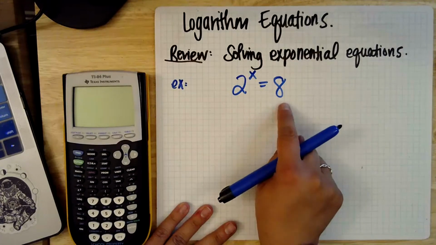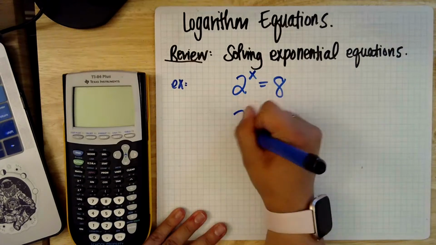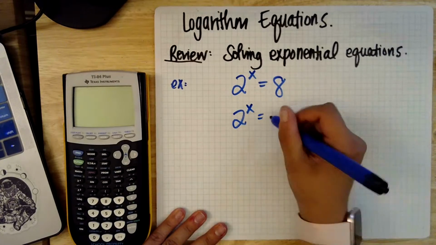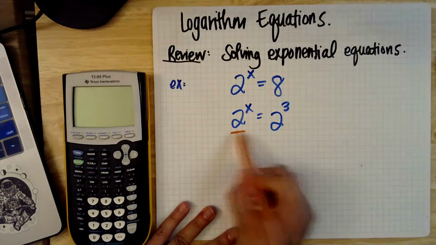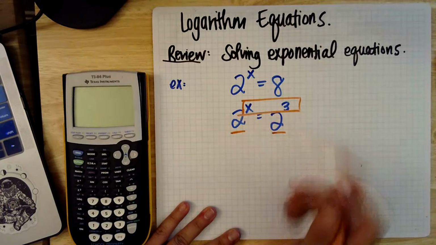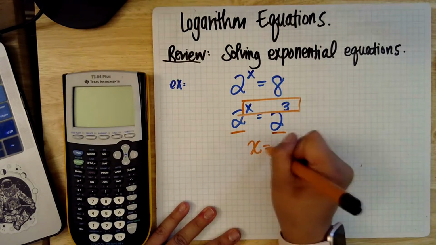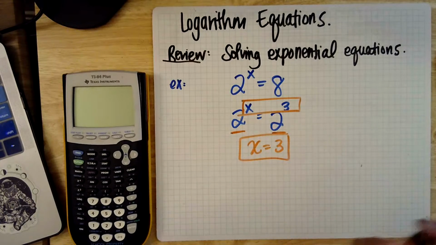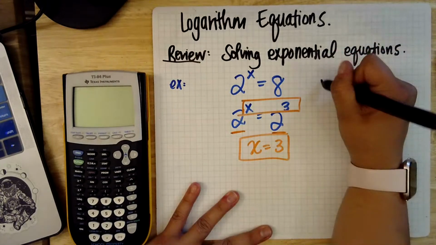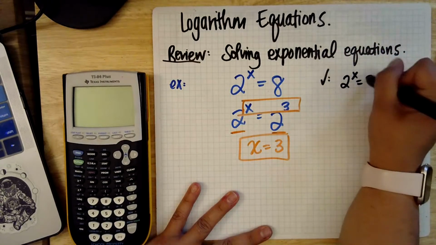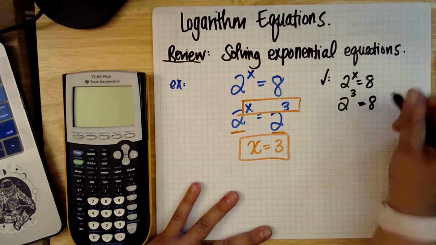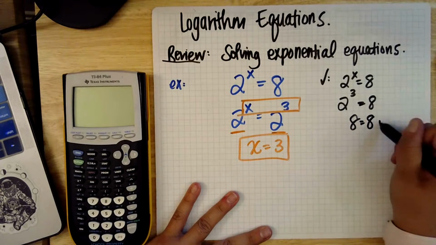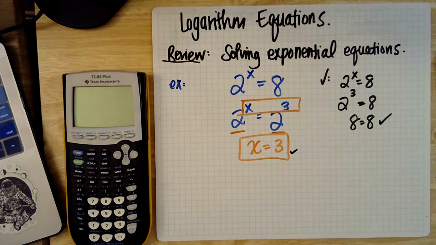Can I turn this 8 into base 2? Sure can. 2 to the x means 8 can be turned into 2 to the third. Now that my bases are equivalent, I can proceed to say my solution is x equals 3. Remember, whenever we solve an equation, I have to verify. So to check, 2 to the x is equal to 8. I replace with my solution: 2 to the third, is that equal to 8? Yes, 8 equals 8. I got a true statement, so now my answer is valid.